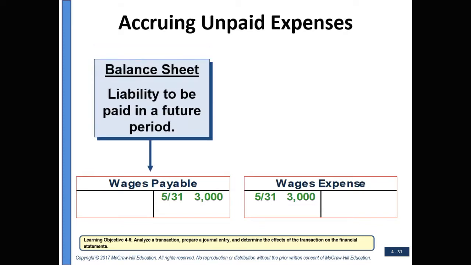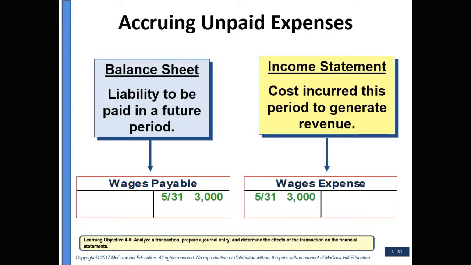These T accounts show the $3,000 increase in wages payable that is reported on the balance sheet and the $3,000 increase of wages expense that is reported on the income statement as of 5/31.